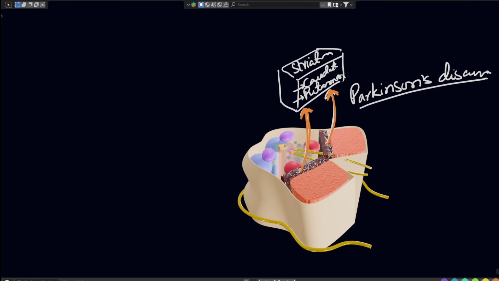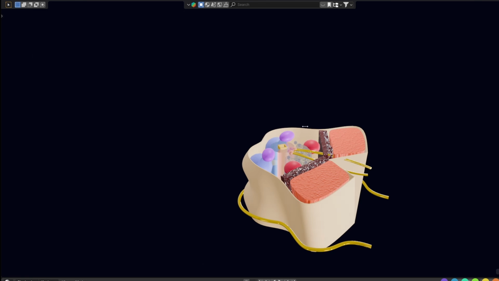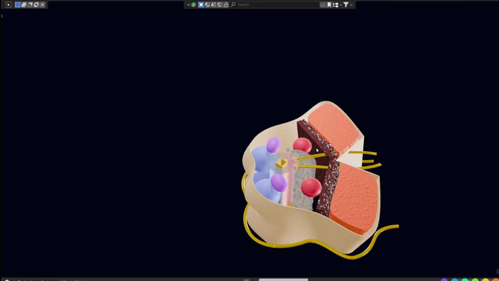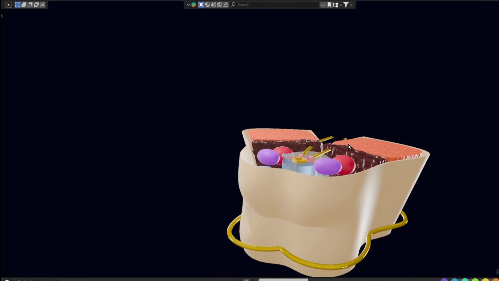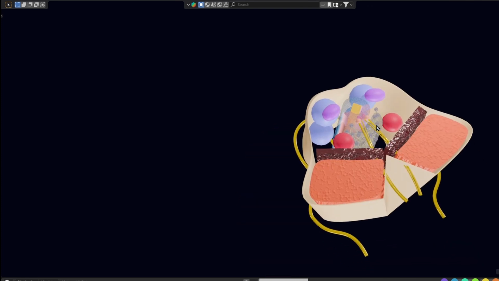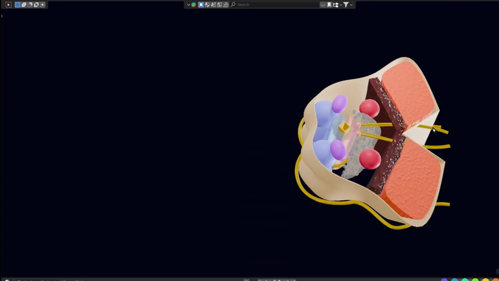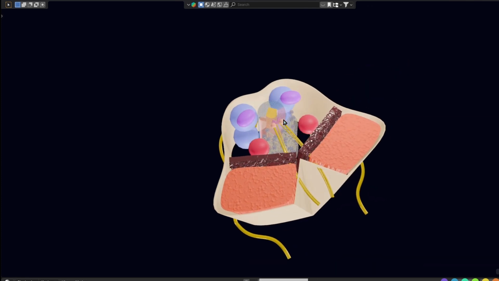So I think that's all the basic things related to all the structures that we have discussed already. Is there anything else left? I don't think so. So okay, that's all.